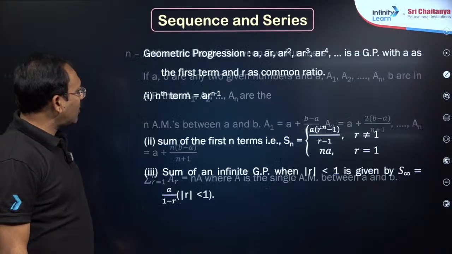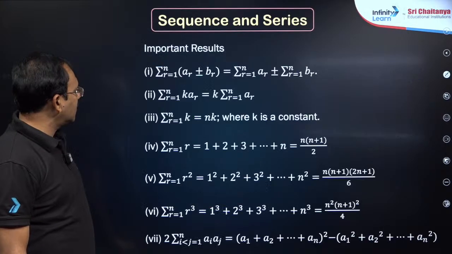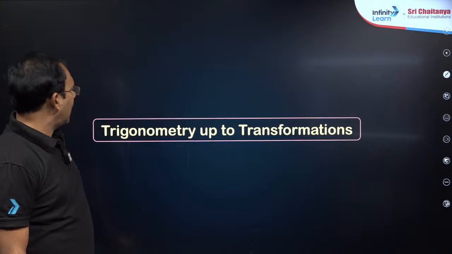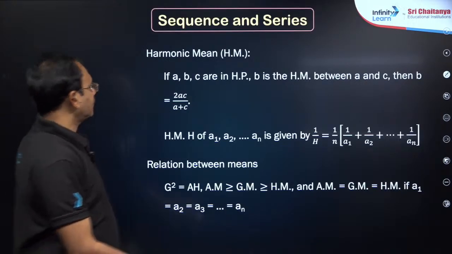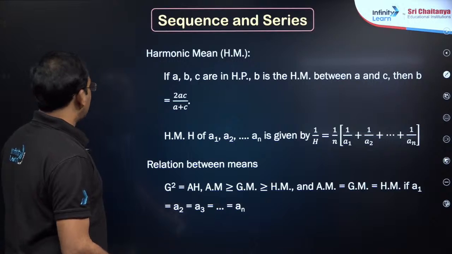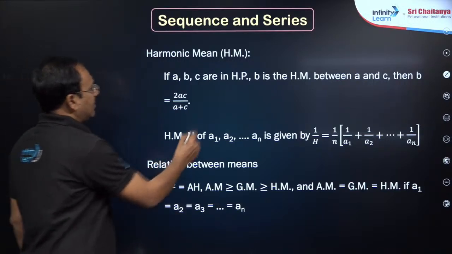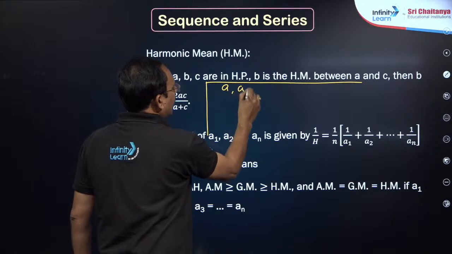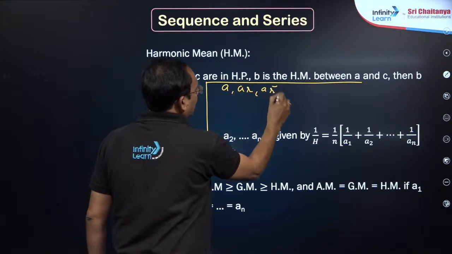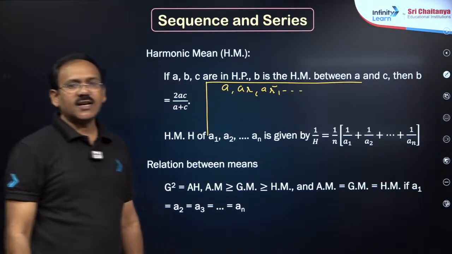Next, as far as GP is concerned, let me write here, the general form of a GP will be like A, AR, AR square and so on. This is the general form of GP.